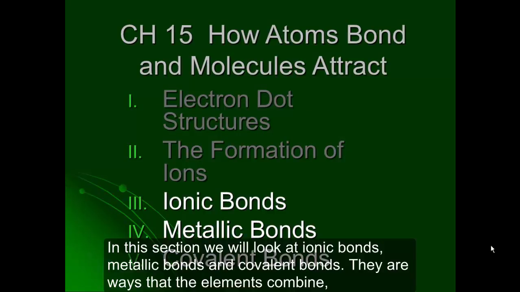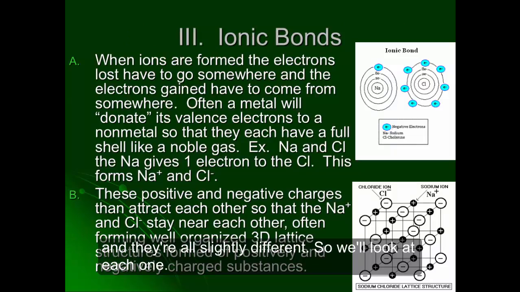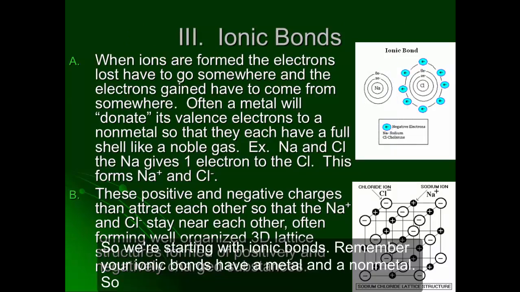In this section, we will look at ionic bonds, metallic bonds, and covalent bonds. They are ways that the elements combine, and they're all slightly different. So we'll look at each one. So we're starting with ionic bonds.